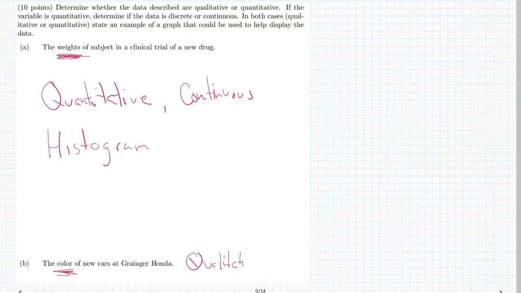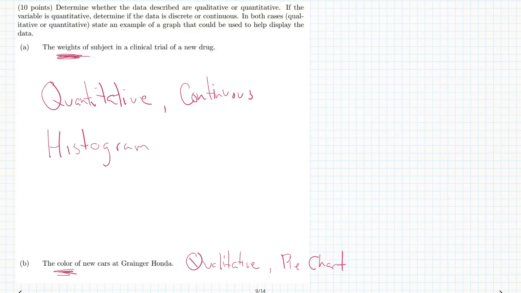Okay, so if we have qualitative, we don't have to talk about discrete or continuous. Now we just need to figure out a graph. Well, the graphs for qualitative data are pie charts or bar graphs. So we'll just put down pie charts. It's one of our two options, and that will do the trick.